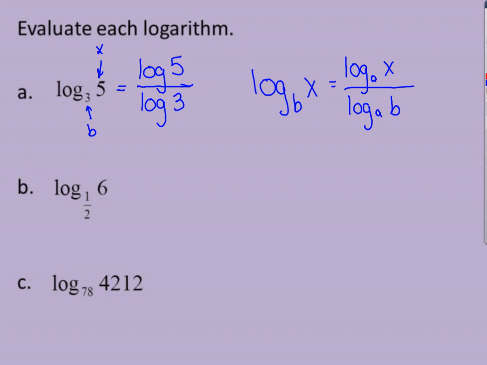Now you can just put log of 5 and log of 3 directly into your calculator, and if we do log of 5 divided by the log of 3, you're going to get approximately 1.47.